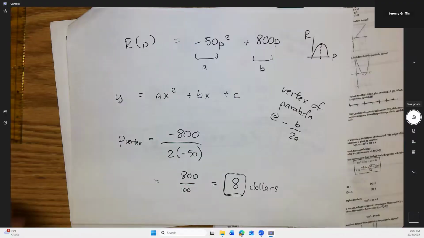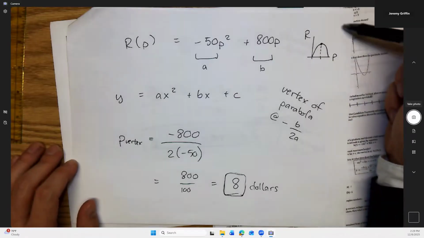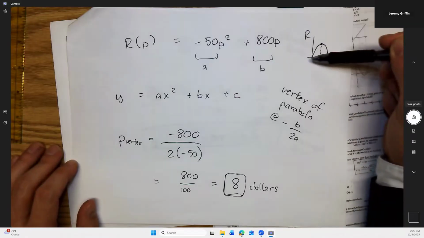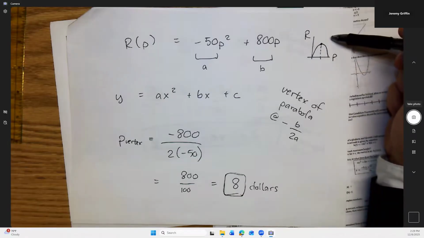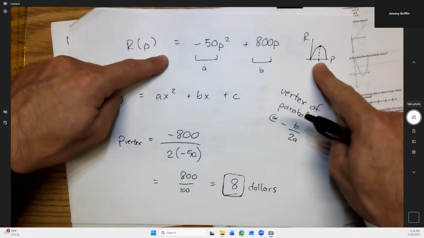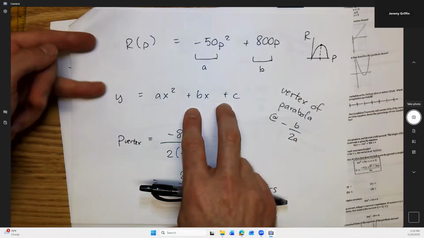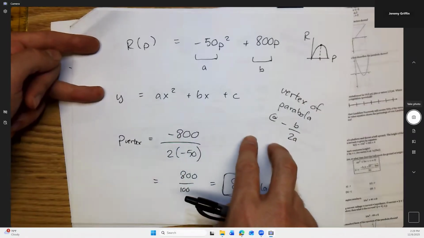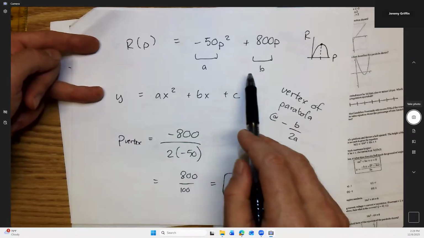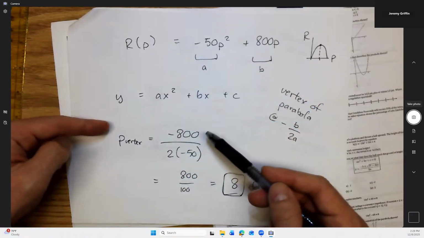Let's see why. Here, guys, we're about to wrap this up. Here's the graph I just showed you. As you increase the price, revenue increases and decreases. So how can I maximize revenue? Here's the equation of this graph. I do see this looks a lot like the other form. And the vertex is always negative b over 2a. Well, here's your b, 800. Here's your a, negative 50.